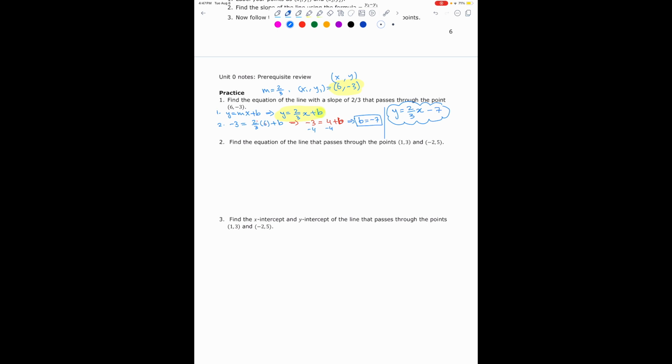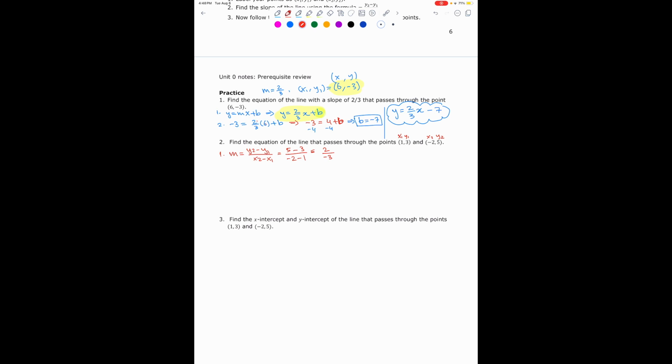Find the equation of the line that passes through the points (1, 3) and (-2, 5). First, we're going to label them x1, y1, x2, y2. Step 1, we find the slope. M equals y2 minus y1 over x2 minus x1. That is 5 minus 3, divided by -2 minus 1. And that will get me -2/3. That is the slope.